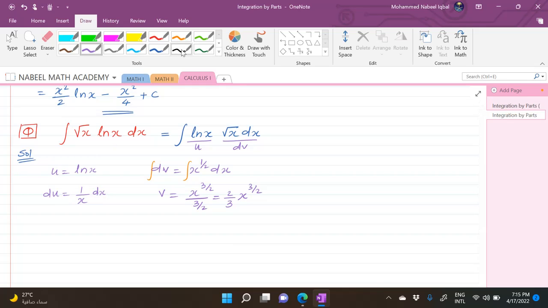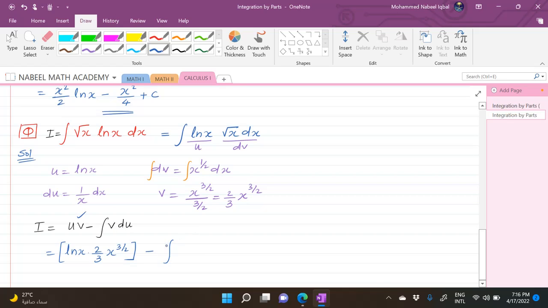So I write the formula here. The given integral is equal to uv minus integral v du. Therefore, I just substitute the values here. What is u? ln x. What is v? 2 over 3 x to the power 3 over 2. So the first part is finished. Next, minus integral v.